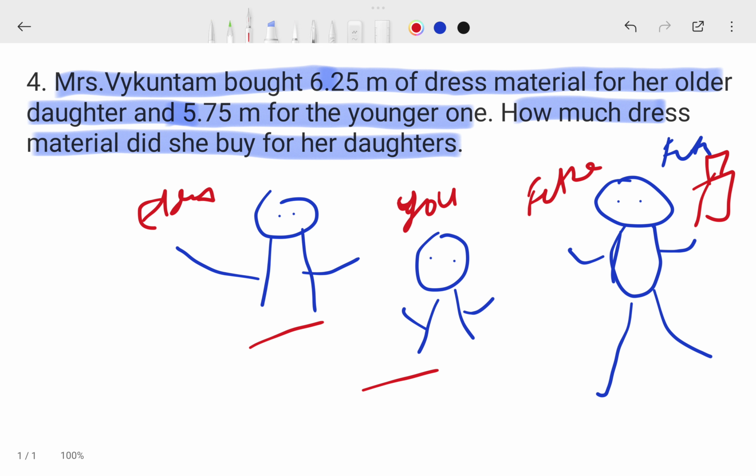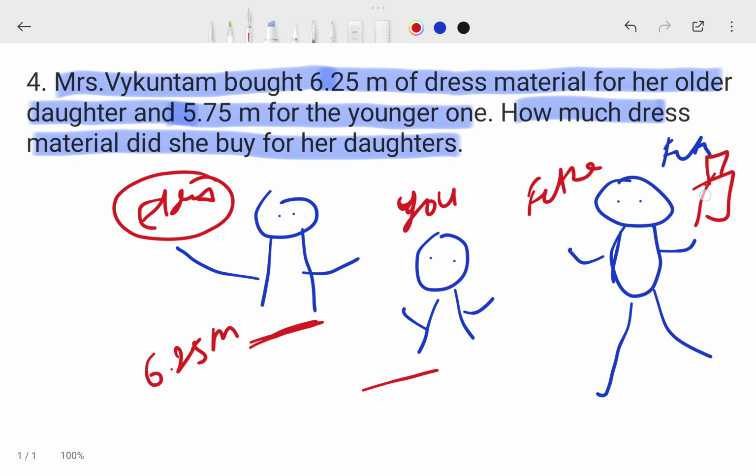So your father decided, what I do, I bought the dress only. Okay, so your father bought a dress for your elder brother. The length of the dress will be 6.25 meters. Why? Because your brother is bigger, so that's why he wears something longer.